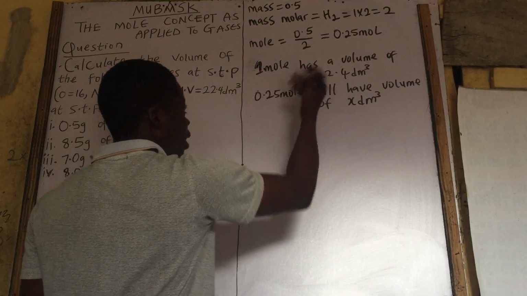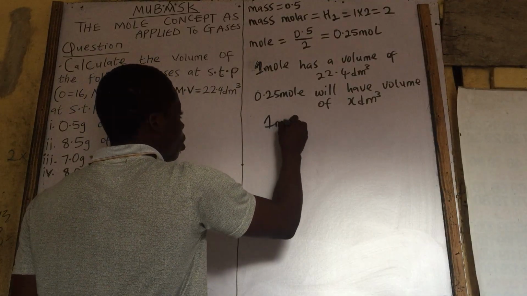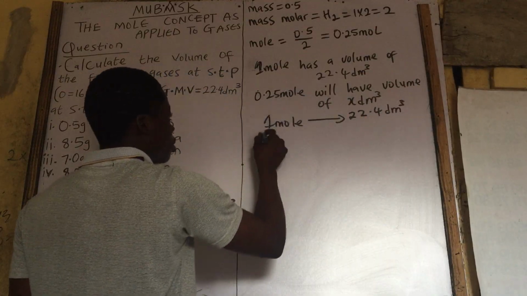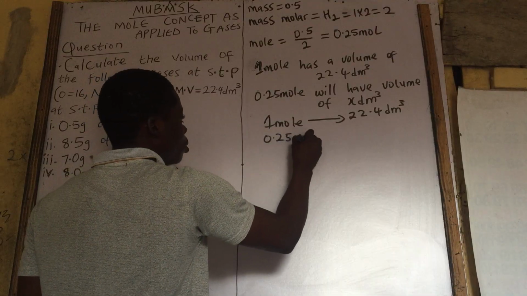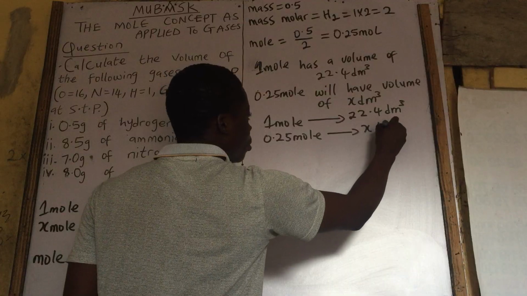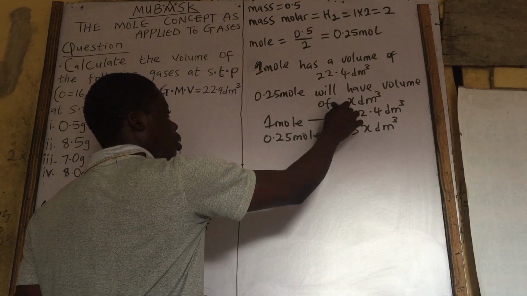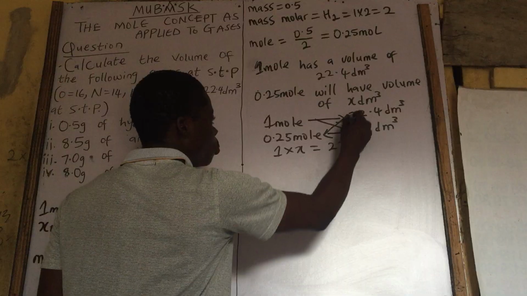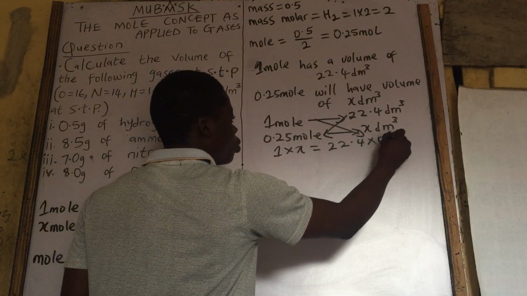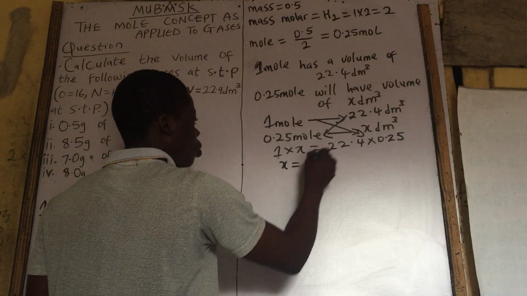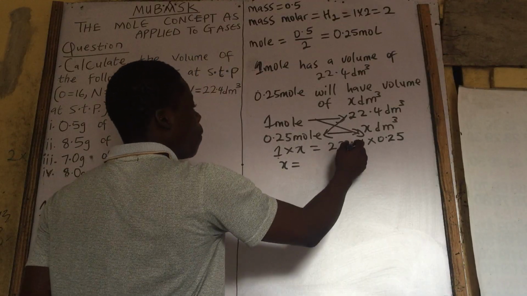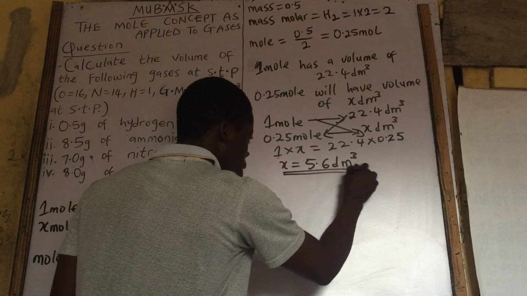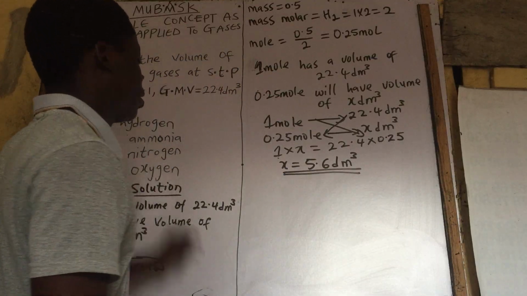I can also write the statement again like this. 1 mole has a volume of 22.4 dm³, while the second statement says that 0.25 mole will have X dm³. We can determine our volume by cross multiplying: 1 times X equals 22.4 times 0.25. 1 times X is X, equal to 22.4 times 0.25, which gives us 5.6 dm³. This is the volume for hydrogen gas.